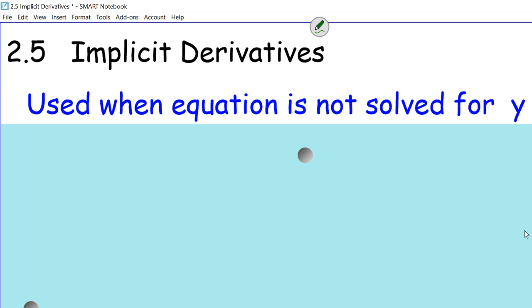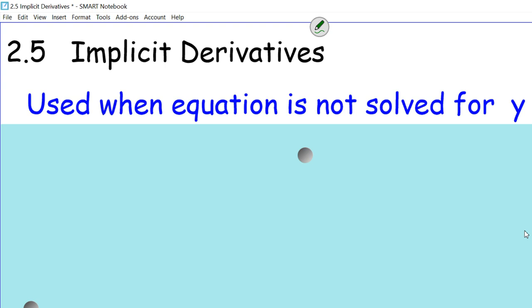So implicit derivatives are used when your equation is not solved for y. So you're going to have variables x and y in these functions, and it's something where you're going to have like x squared plus 2xy squared equals 5. And to do an implicit derivative, you don't have to necessarily solve for y right away at the beginning.